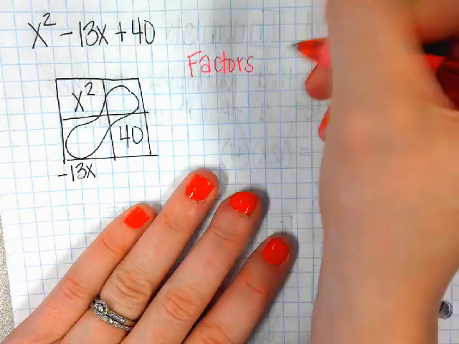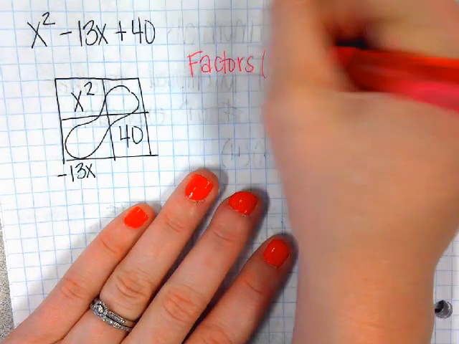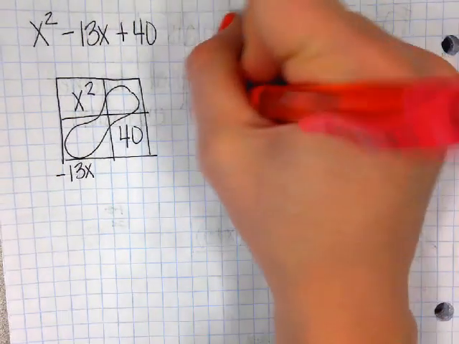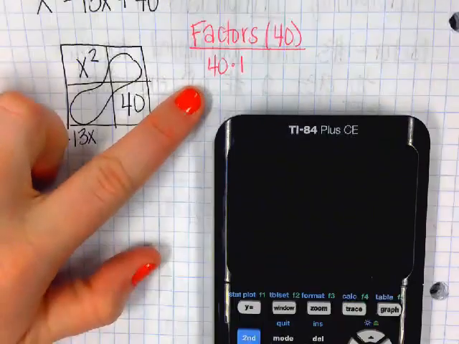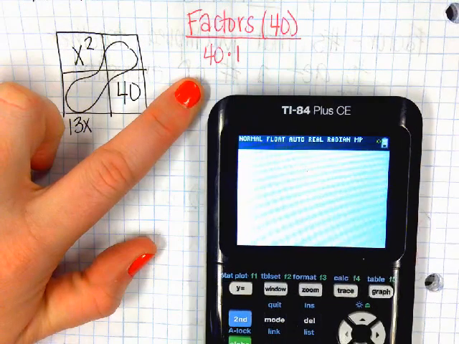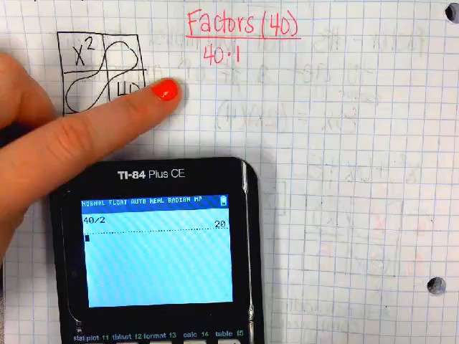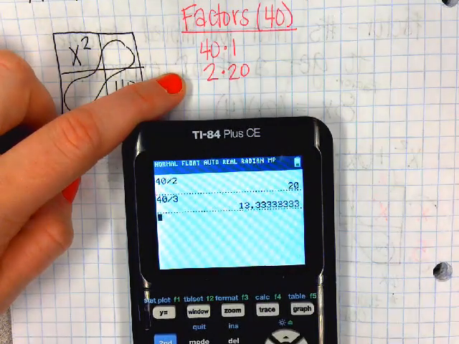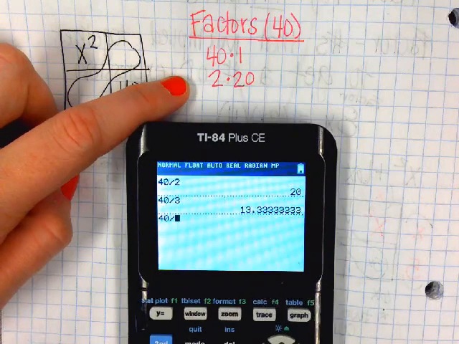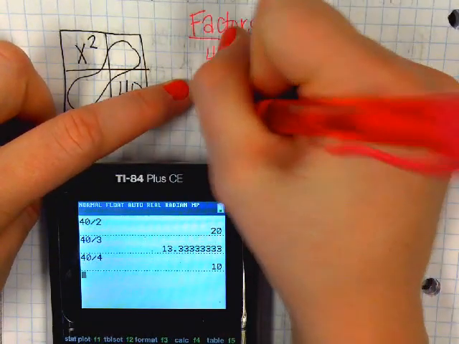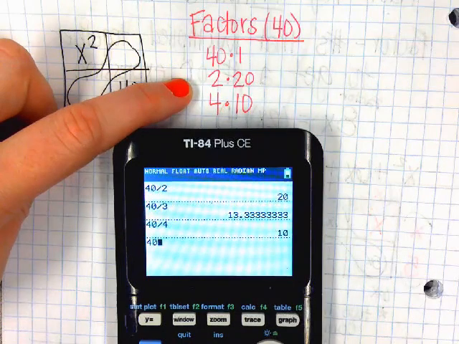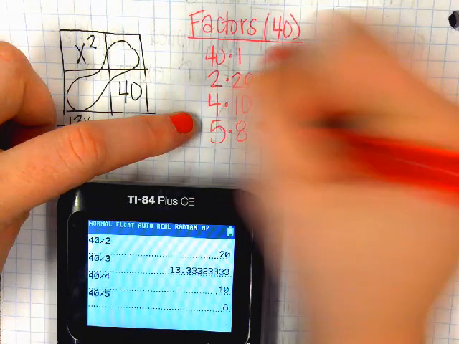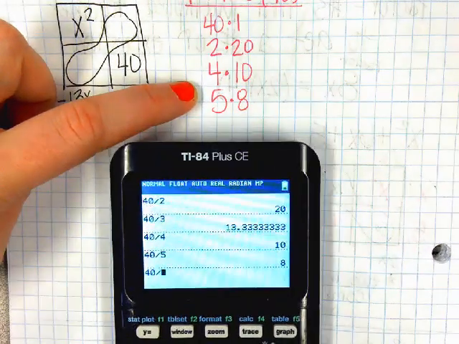Next step. Factors of 40. 40 times 1, we always know that one. Now, go in your calculator. 40 divided by 2 is 20, so it'd be 2 and 20. 40 divided by 3, that's not a factor. 40 divided by 4 is 10, so 4 times 10. 40 divided by 5 is 8, so it'd be 5 and 8.